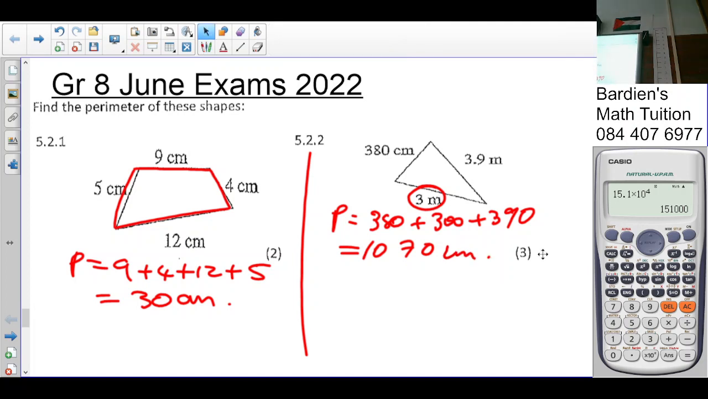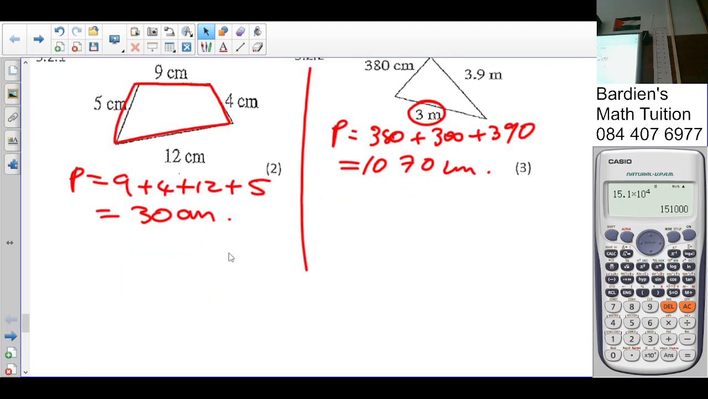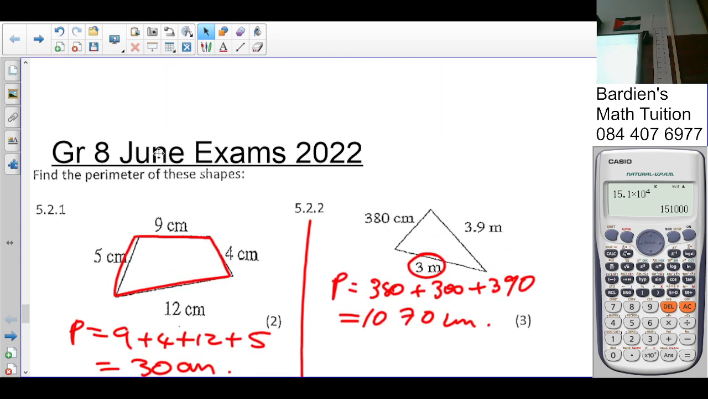Okay, you all agree with that? Or in meters it would have been 10,7 meters. So dividing it by 100.